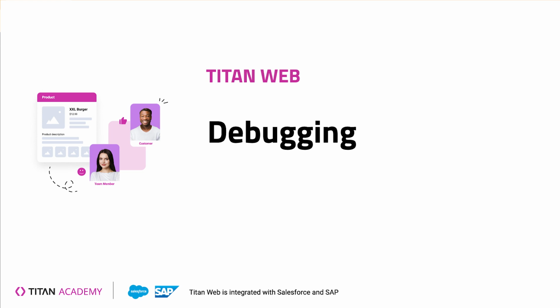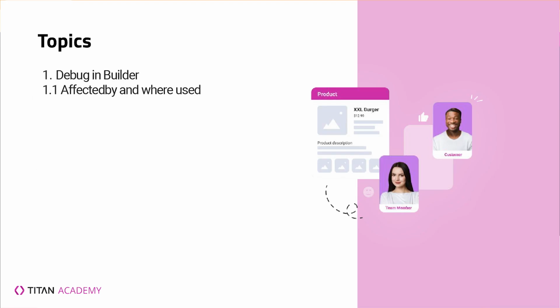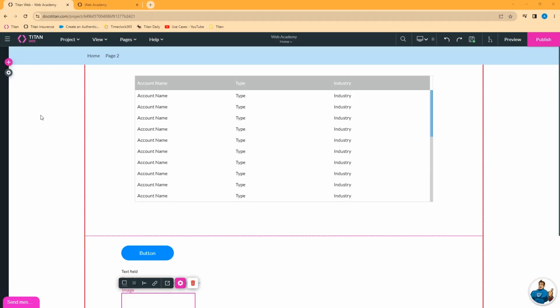In this video, we will cover options for debugging your Titan projects. We will show how to debug using Titan tools and also how to debug using browser inspection tools such as those in Chrome. Okay, so here is an example of a project, a very simple one.